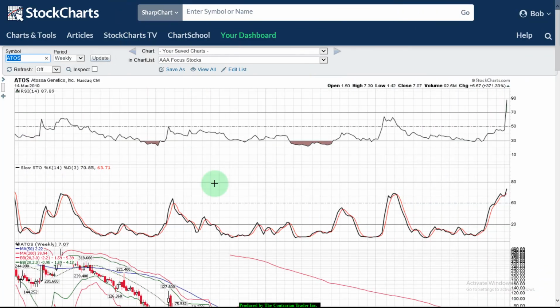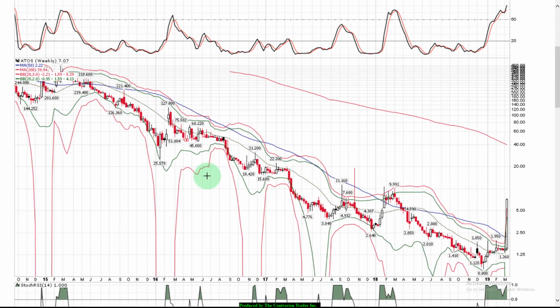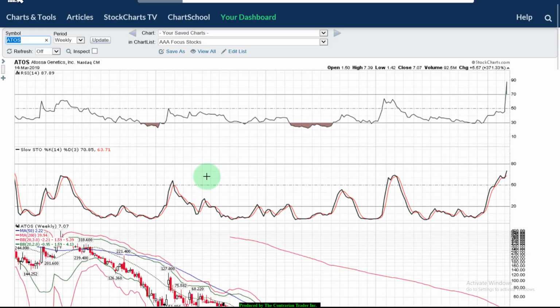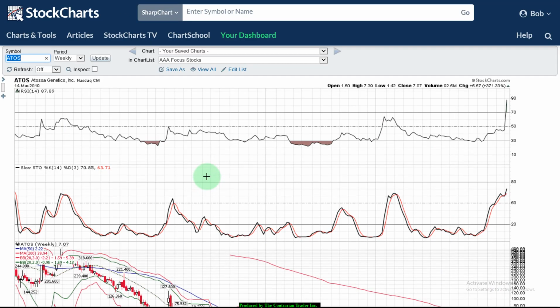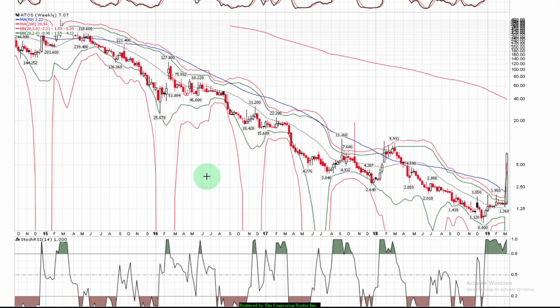All right, let's begin with ATOS. Looks like a biotech company, and this is a request, and man, what a tear. We are up 371% so far this week. Amazing. Is there more upside potential here?